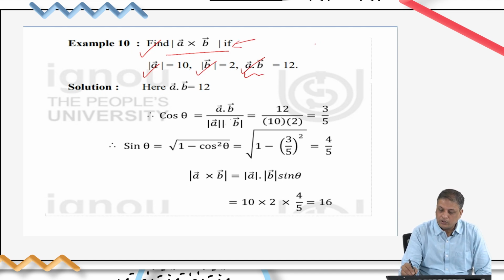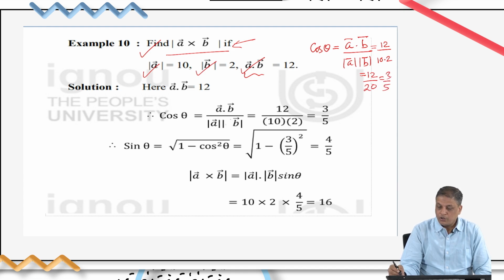We know the expression that cos theta is equal to A dot B by the magnitude of A into the magnitude of B. A dot B is given to us as 12, the magnitude of A is 10, and the magnitude of B is 2. So, this will turn out to be 12 upon 20, and this is nothing but 3 by 5.